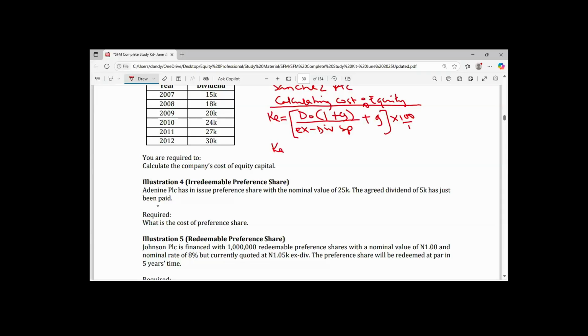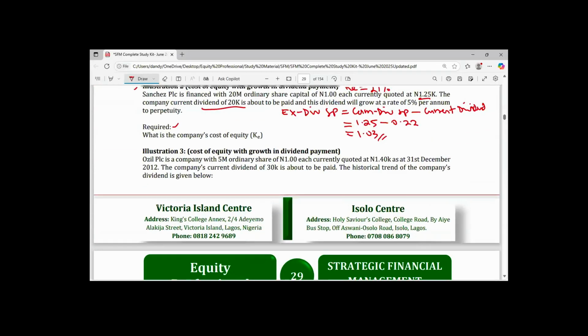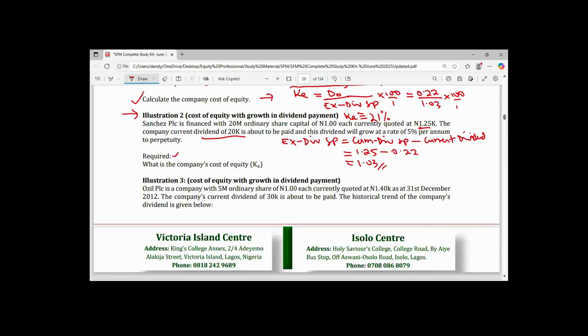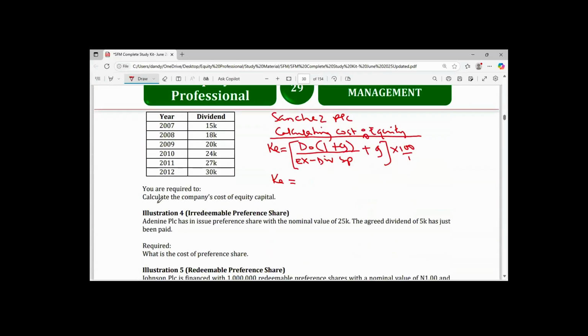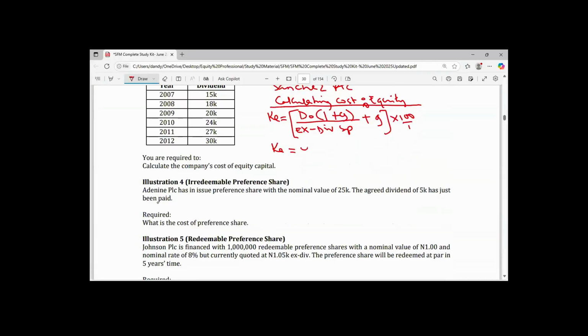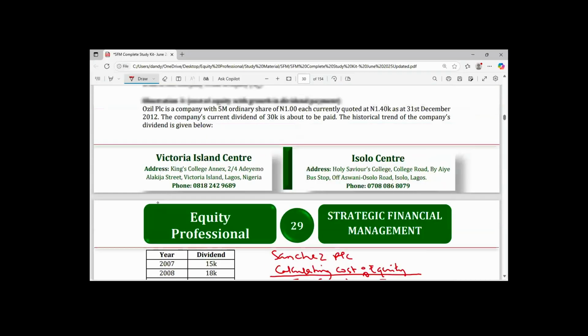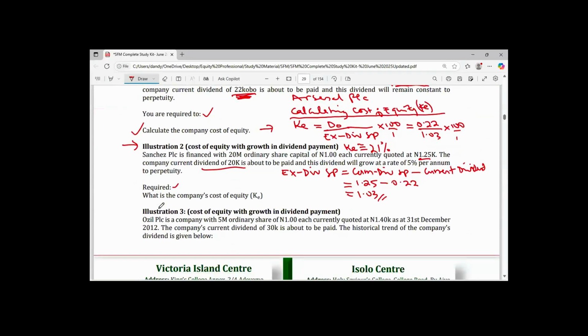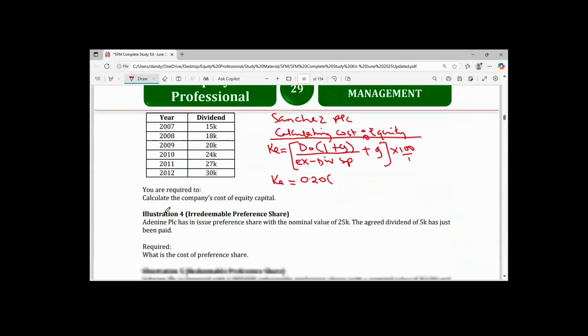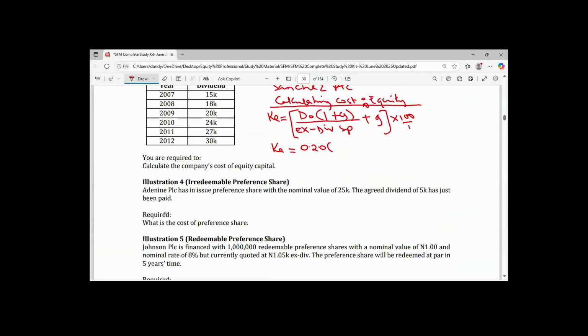So this is the formula for calculating cost of equity where there is growth in dividend payments. Therefore, cost of equity equals, going back to the question, what is the current dividend given to us? We are told that the company's current dividend of 20 kobo is about to be paid. So 20 kobo, 0.20, multiplied by 1 plus the growth rate. We have been given a growth rate of 5%, so 5% plus 1 gives us 1.05.